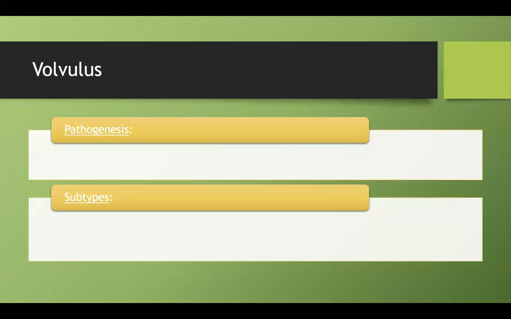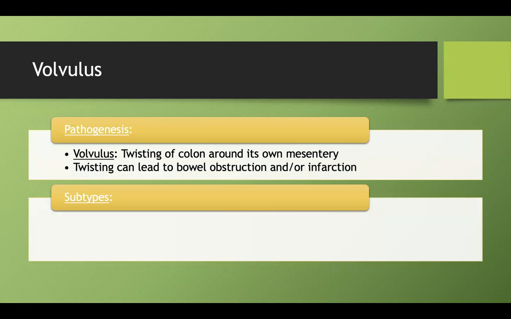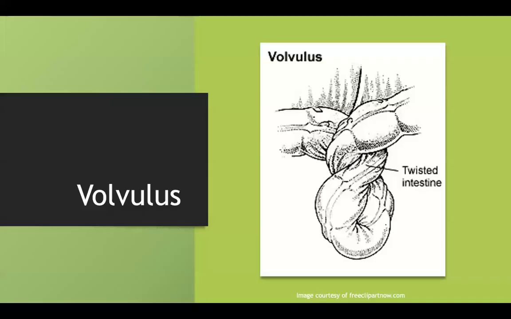Okay, so for volvulus, I did talk about one of the types of volvulus in the small intestine lecture, and I'll revisit that here. Let's go over, there's three different types of volvulus. So a volvulus is a twisting of the colon around its own mesentery. And the problem with this is that if you're twisting that region of intestine, it can obstruct the bowel, and it could also lead to infarction of that segment.